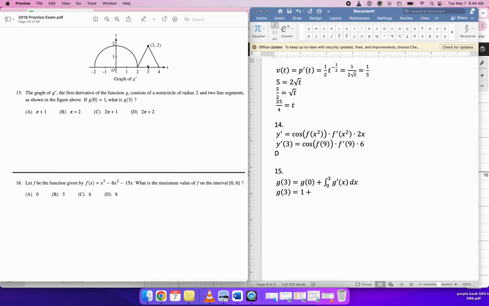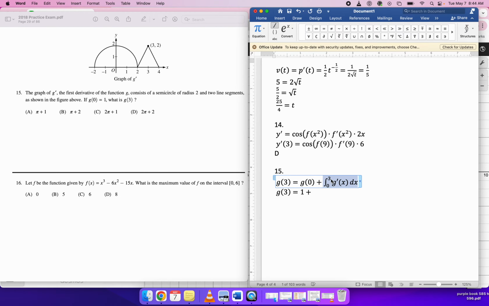And then this smaller triangle. Notice that it's up to 3. It's not the whole triangle. It's just this half of it. Okay, so what's the area of the quarter circle? Well, it's pi r squared divided by 4. R is 2, so pi times 2 squared over 4. Plus, what's the area of just this little triangle here?